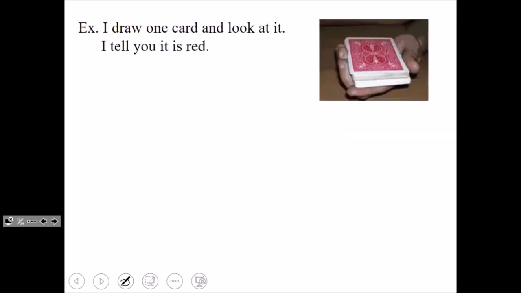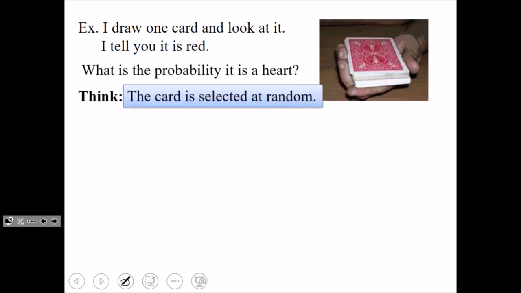Okay. So let's say I draw a card and I look at it. I tell you it's red. So I pulled a card and it's red. What's the chance it's a heart? First thing is we have to think about this. Was the card selected at random? Yeah, it's selected at random.